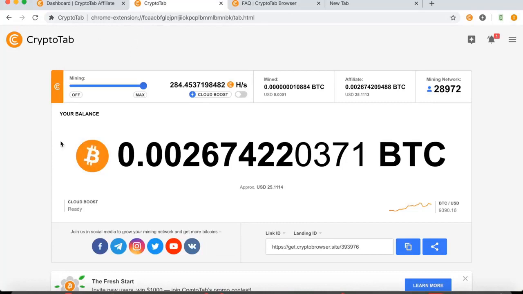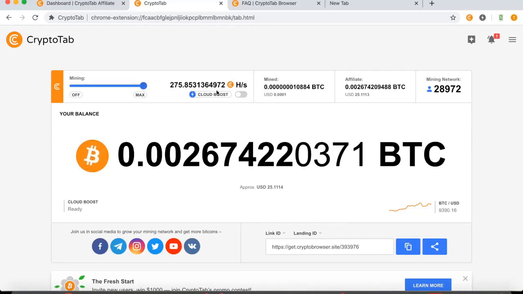And now you can observe right here that there is a mining option, and they have a slider that you can set different speeds for your mining. So you can turn it completely off if your computer is running too fast, it's too hot or something, or you can go all the way up and max it out. And when you max it out, the rate of Bitcoins that you mine is going to be a lot faster.